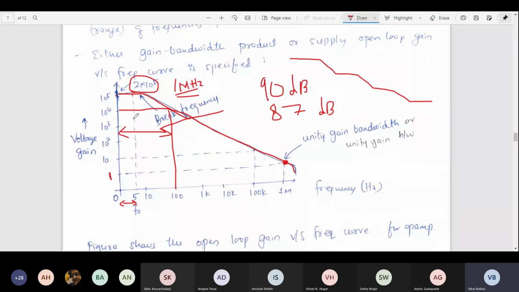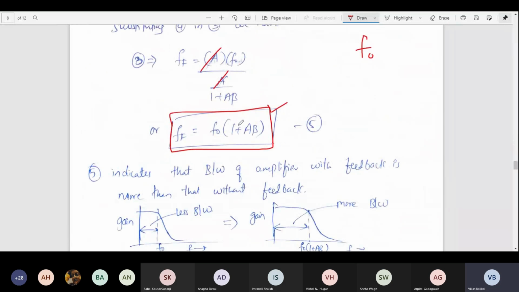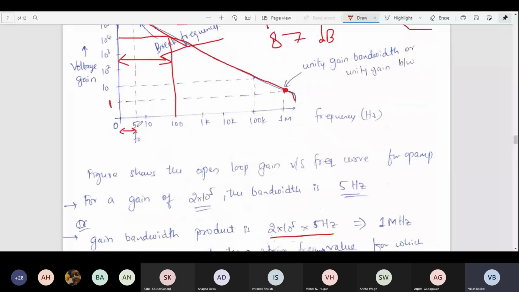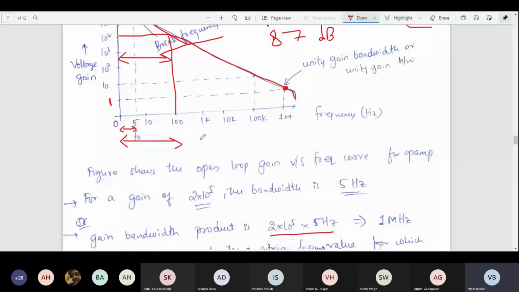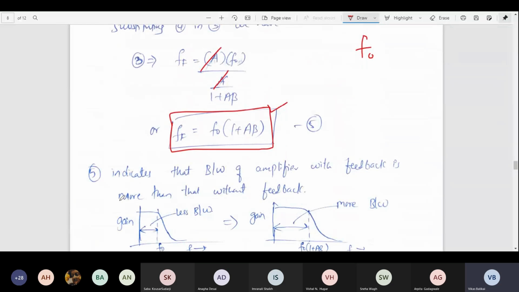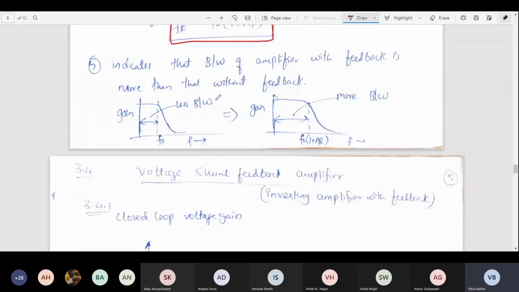We said that by imparting feedback, we increased the bandwidth, or the break frequency, from f0 to f0 times 1 plus A beta. Meaning, f0 got shifted from 5 hertz to somewhere over here. So my bandwidth, which was just 5 hertz, is now more than 5 hertz. That also means that the gain is going to remain constant for a longer range of frequencies. And the bandwidth of the amplifier with feedback is more than that without feedback. So that's the picture I have shown over here. This is how things are going to work.